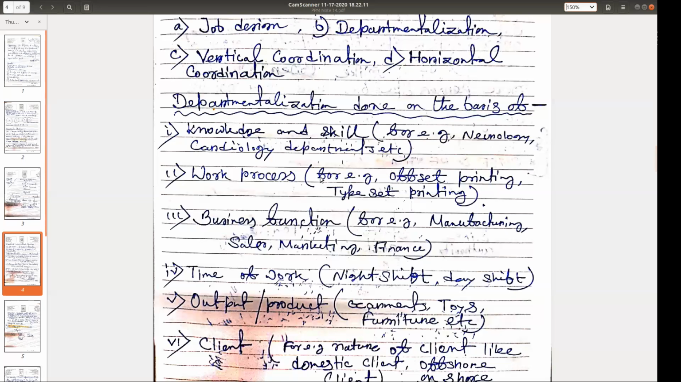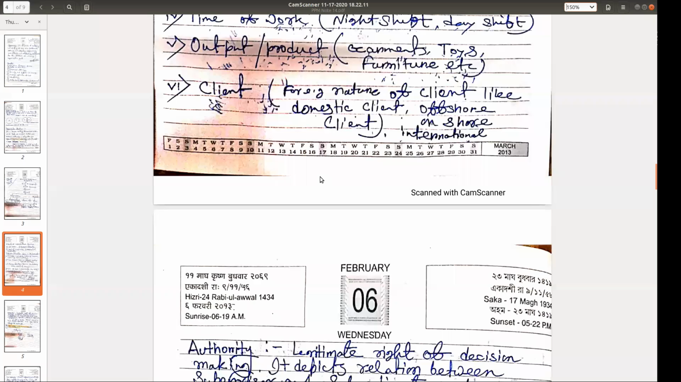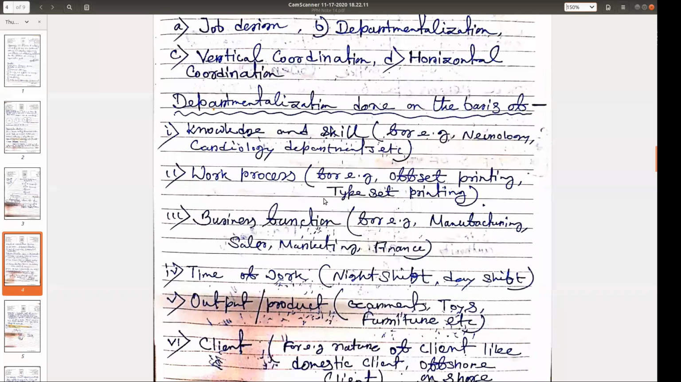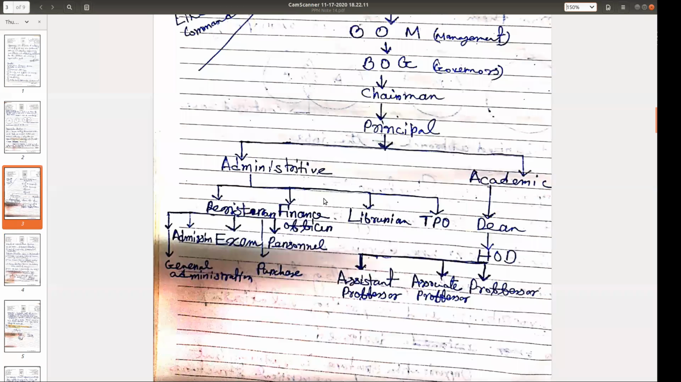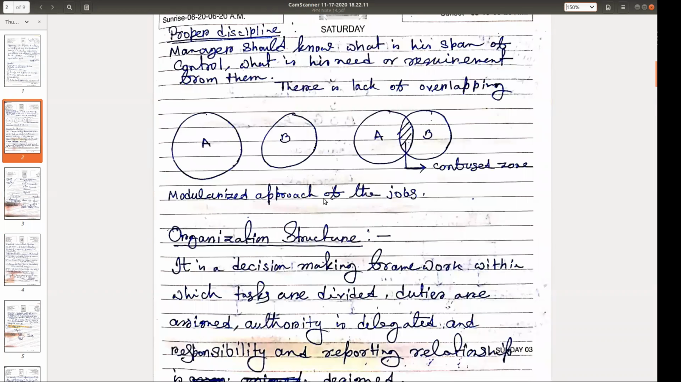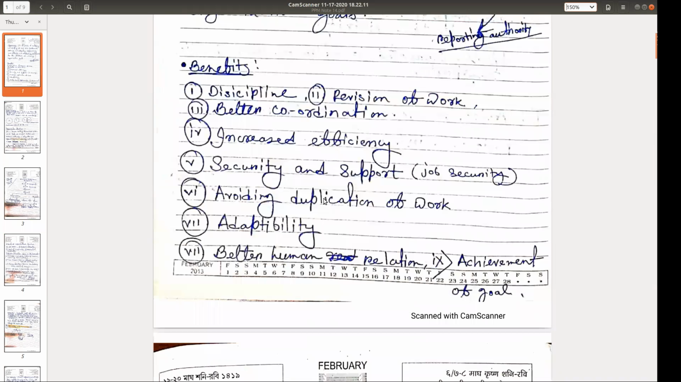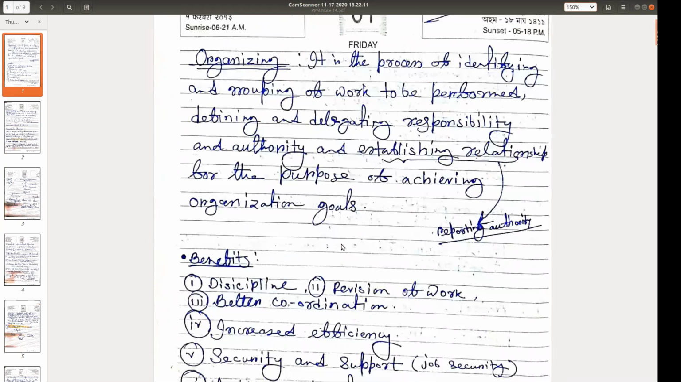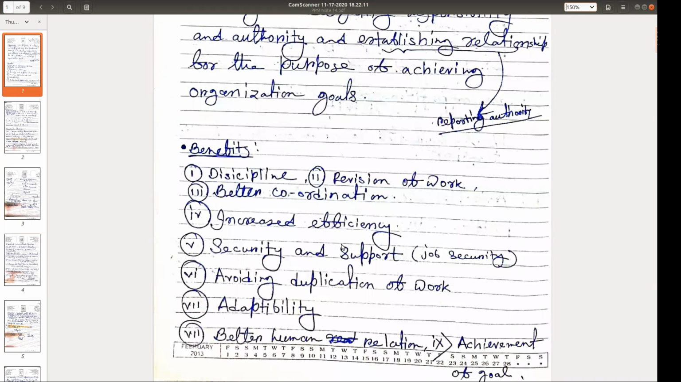Okay. Up to this, we have seen a few things. I'm recapitulating again so that, if you have some confusion, you can ask me. We have seen what is organization, what is organizing. Next, we have seen what the benefits of it are, lots of benefits, starting from discipline to achievement of goal.